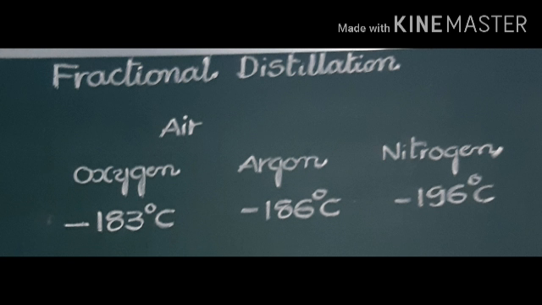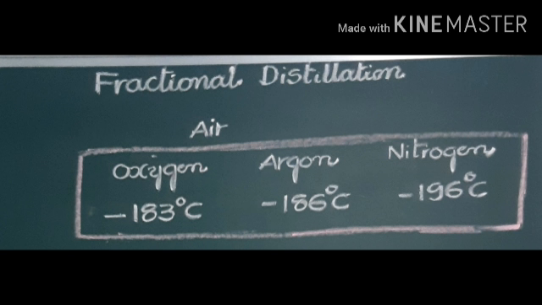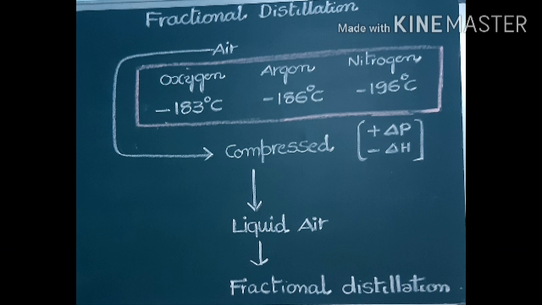Now, the air is compressed. When the air is going to compress, how it will be compressed? By increasing pressure, decreasing heat energy. Then air is changed into liquid air. Further, it is allowed to warm up slowly in fractional distillation column. Then what happens? Gases can separate at different heights.